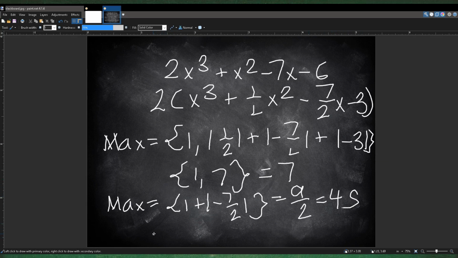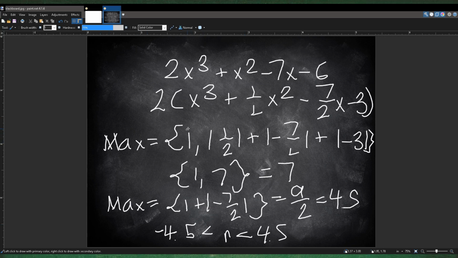So the bound on zeros states that all the real zeros have to be between negative 4.5, because that's the negative version, and 4.5. So that's what it tells us. So that's the bounds on zeros.